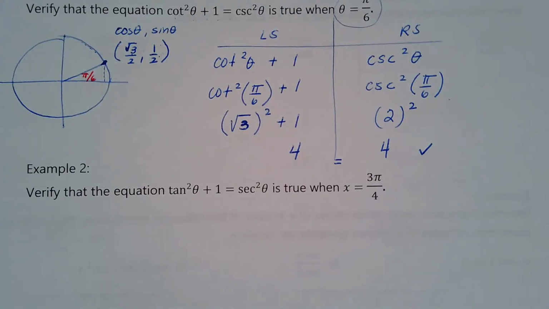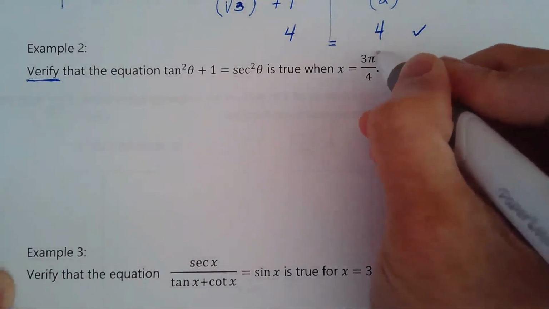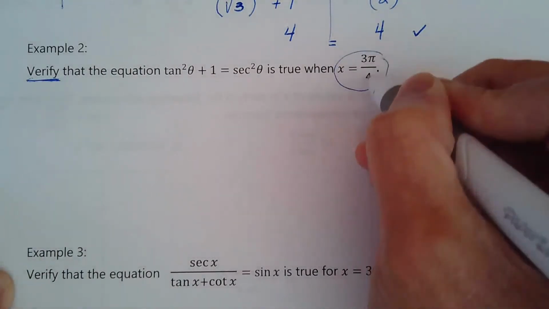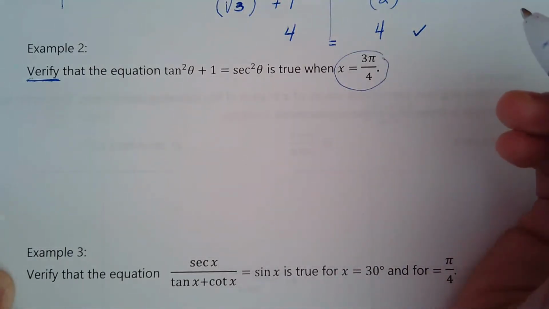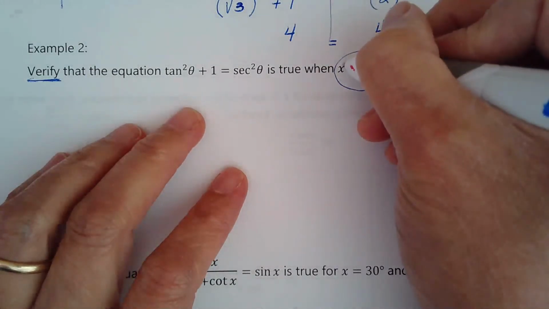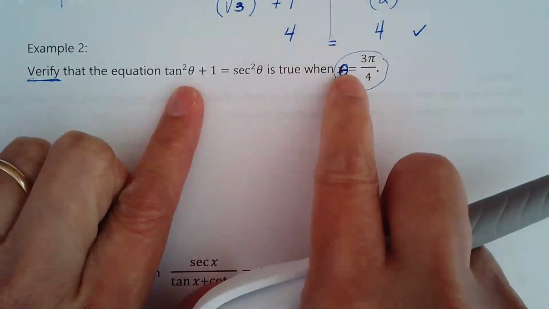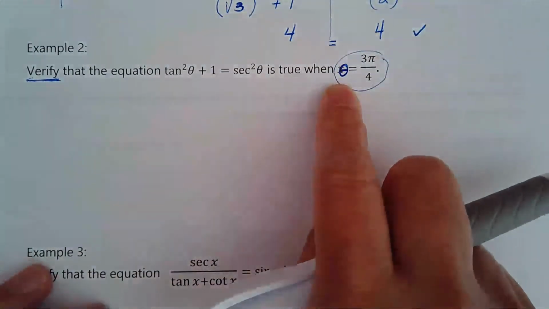Okay, that's example 1. Now let's take a look at example number 2. Verify, so that means to check that the left side is equal to the right side, and that it is true when x is equal to 3 pi by 4. Oh, okay, I see. I think this is supposed to be theta, because this is theta and theta. Okay, let's fix that.